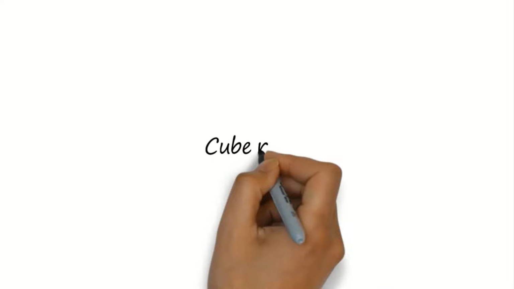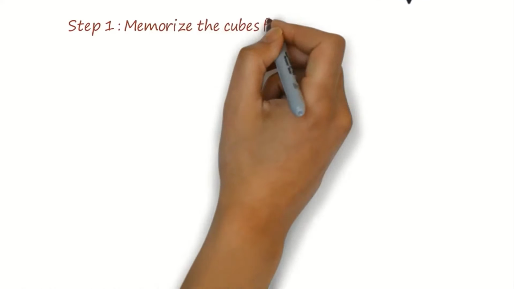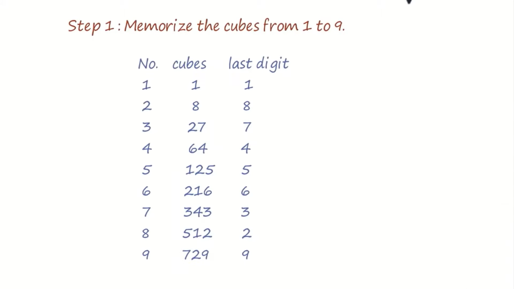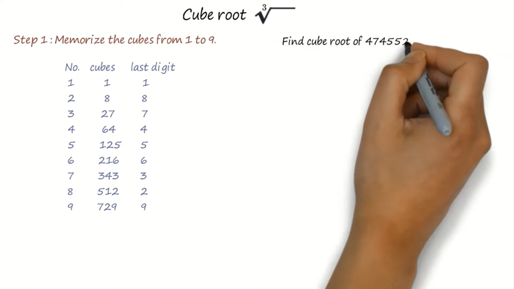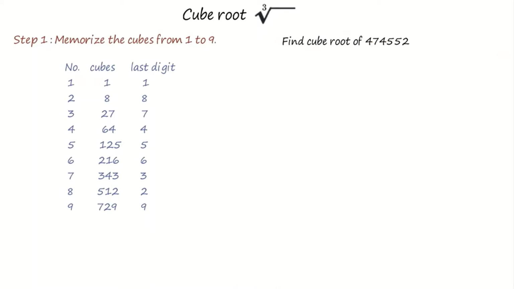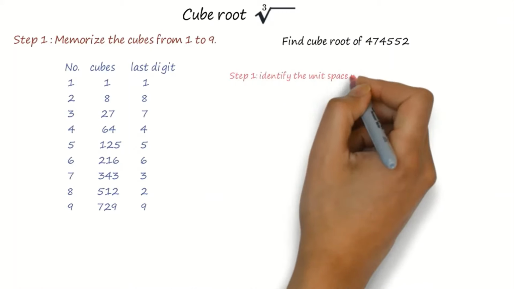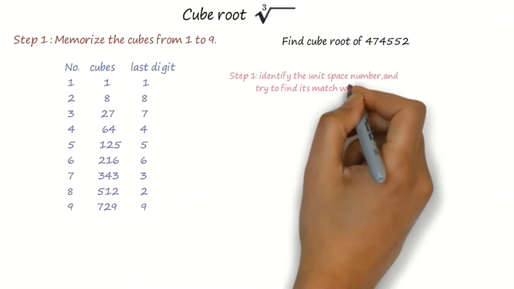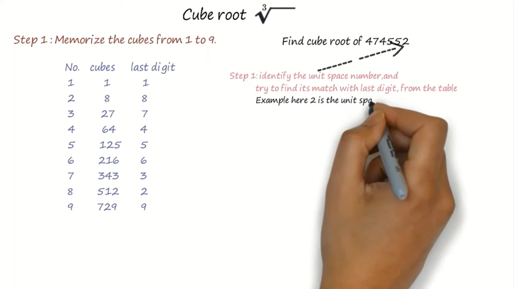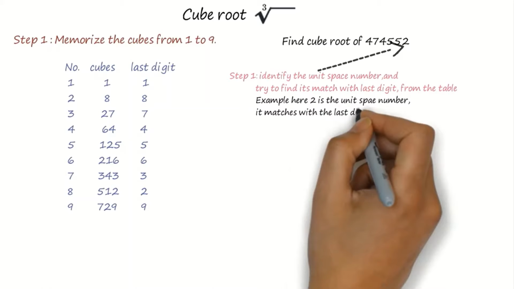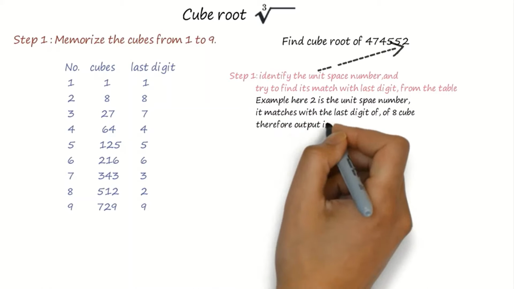Let me now give you a trick through which you can very easily find the cube root of any large number. The only thing is you have to remember this table, that is the cube of the numbers from 1 to 9. So let's see how to find out the cube root of a 6-digit number, 474552. The first step is to identify the unit place number and match it from the table with the last digit. Here the unit digit is 2, and as per the table 8 cube is 512, which has the last digit as 2. This means in our answer 8 will be in the unit place.